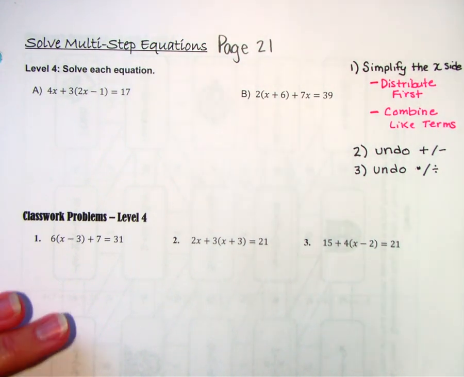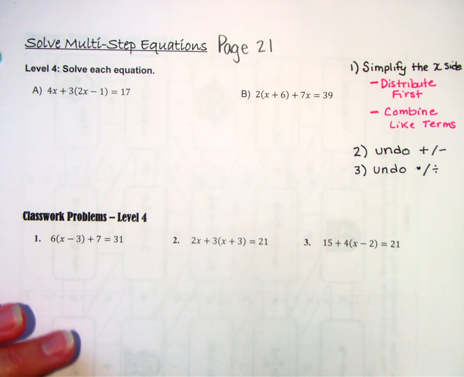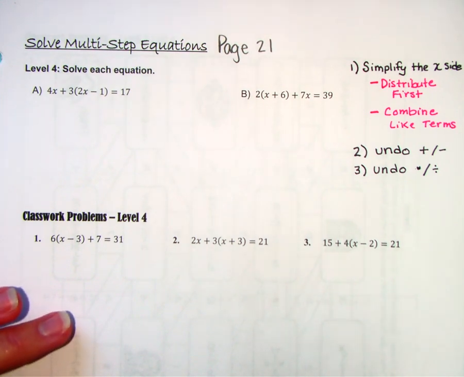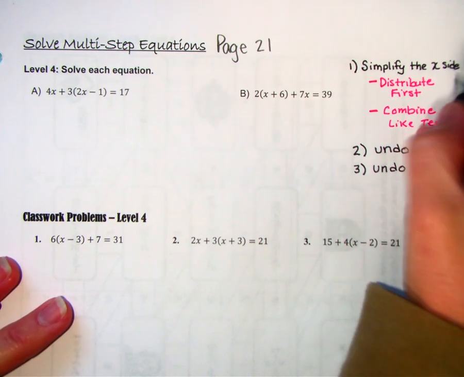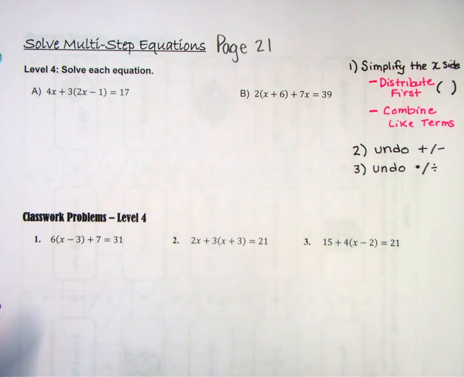So that's our steps. I'm going to go ahead and zoom in so we can see the problems a little bit better. But the first thing I'm going to look for is, do I see parentheses? Am I going to need to do any distributive property? So look for those parentheses. And that tells you that you need to do multiplication for the distributive property.